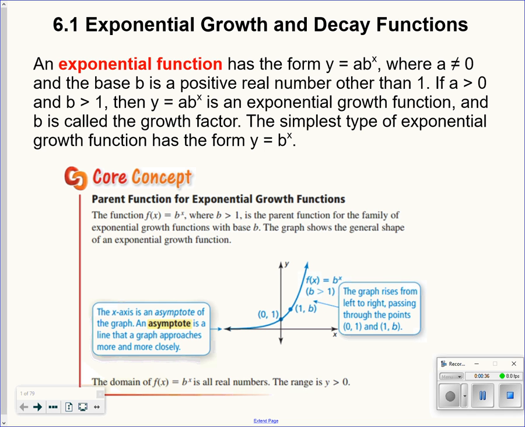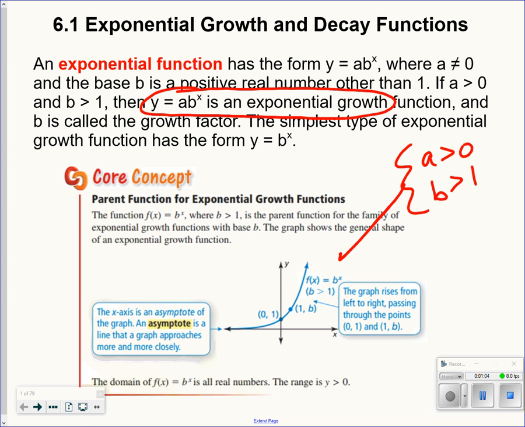Now, the picture below, so if you have an a value that's greater than 0 and a b value that's greater than 1, then y equals ab to the x would be considered an exponential growth equation. So the a value is greater than 0, so you're talking about positives, and the b value is greater than 1. So this would be the example of the picture for an exponential growth function. So notice from left to right, it starts off really small and then obviously grows exponentially.